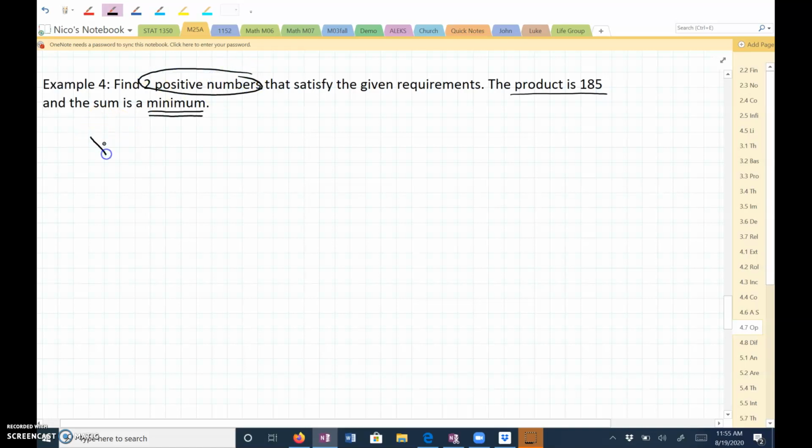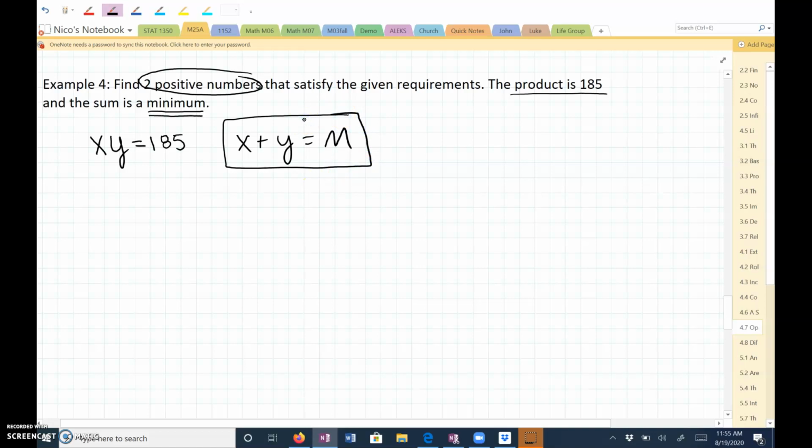Here it says the product is 185 of two positive numbers. So let one number be x, another number be y. If you take the product of those numbers, it's going to be 185. It also says the sum, so x plus y, is a minimum. This is what we are optimizing. We want to find a relative minimum value.